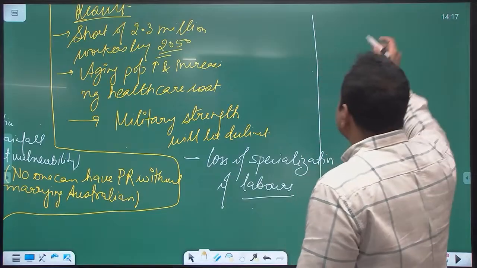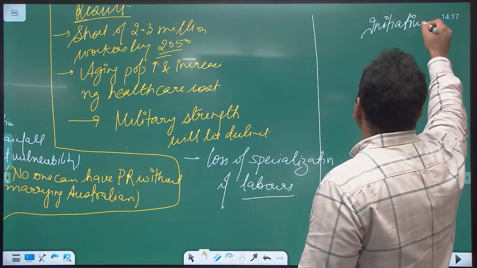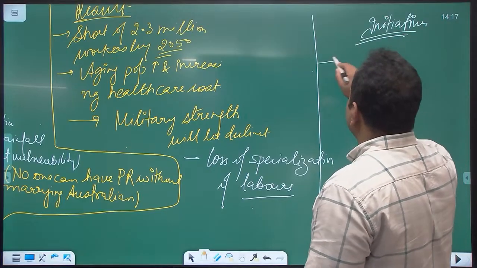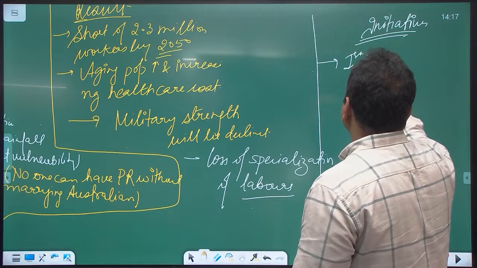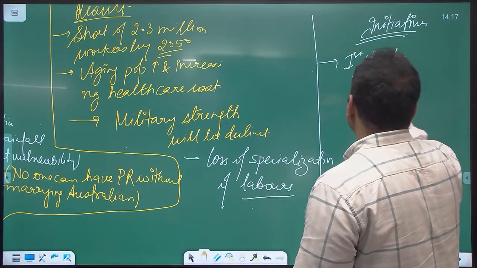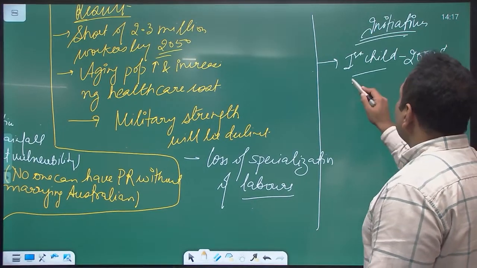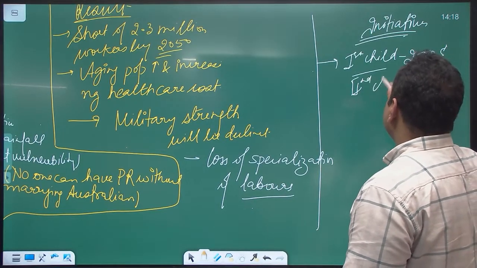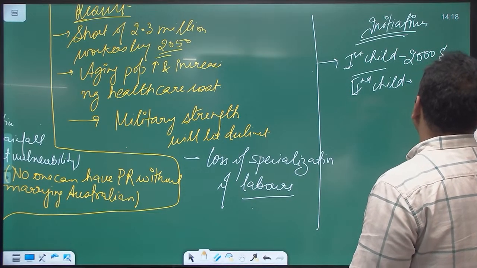So some initiatives that they have taken, first is for birth of first child they are incentivizing the parents with $2,000, and on the birth of second child they are incentivizing them with $1,650.